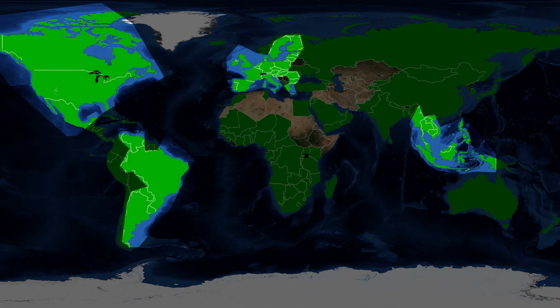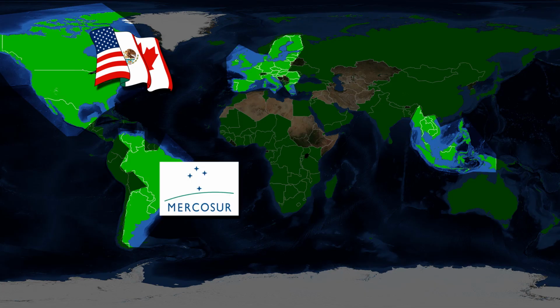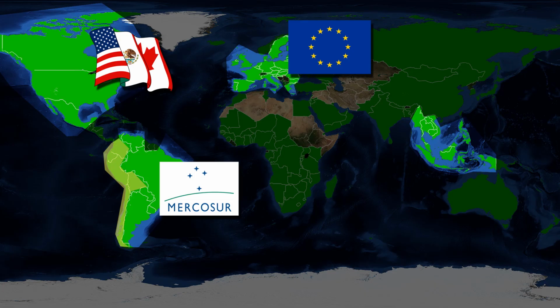Here you can see the 4 most important free trade zones. To the North American Free Trade Agreement, NAFTA, belong Mexico, Canada, and the United States. To the Mercado Común del Sur, MERCOSUR, belong 5 South American countries, plus 5 additional associated nations. The European Union has nearly no custom barriers, and the Association of Southeast Asian Nations, ASEAN, has 10 member states. The reason for this exception is the idea that regional integration is the first step to global integration.